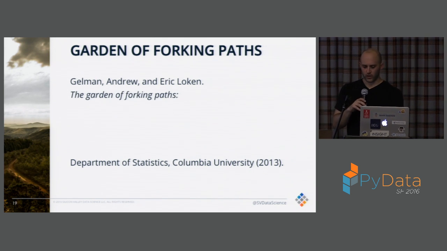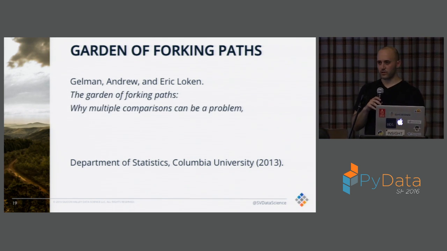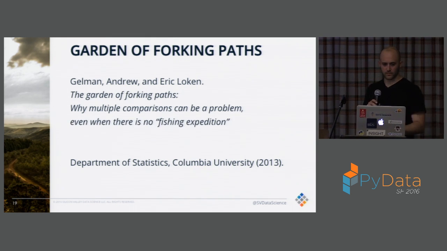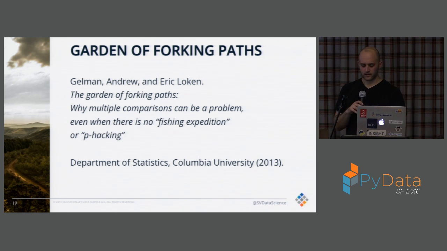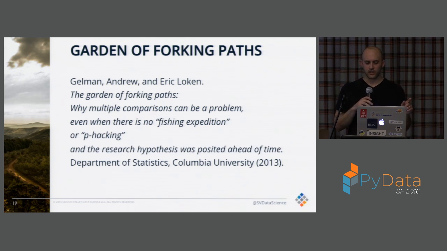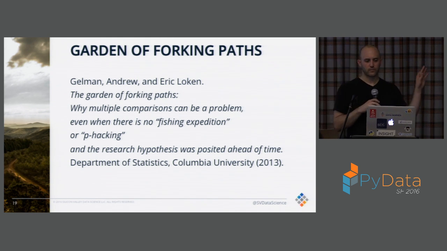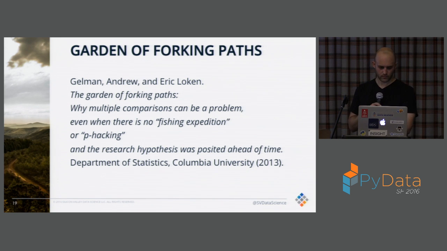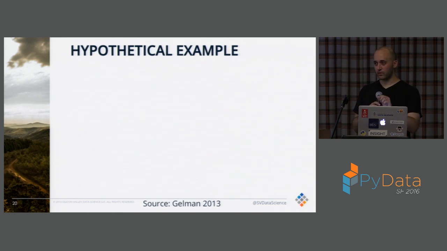The Garden of Forking Paths. Why multiple comparisons, the thing we were just talking about, can be a problem, even when there is no fishing expedition or p-hacking, and the research hypothesis was posited ahead of time. So saying there's still a problem of multiple comparisons, even if you have all these other things taken care of. So here's a hypothetical example that they gave.